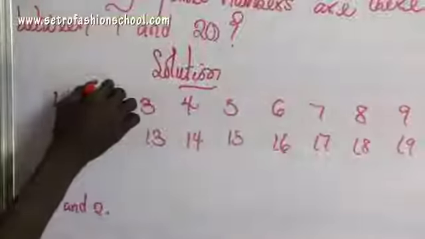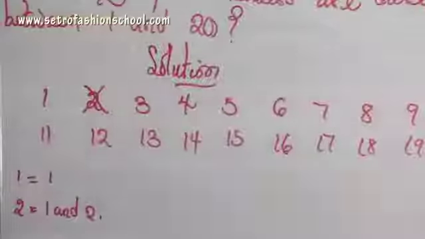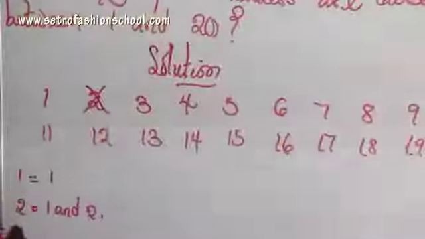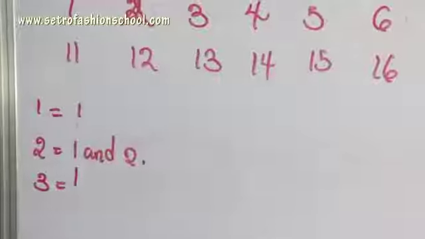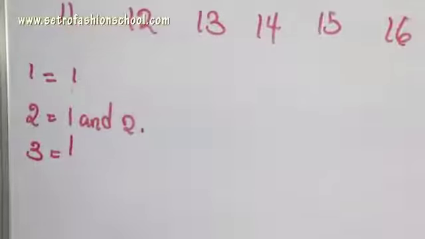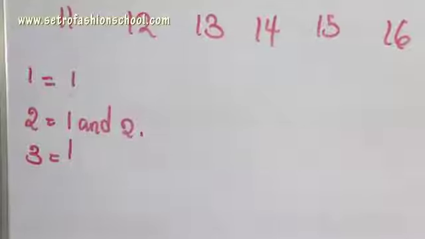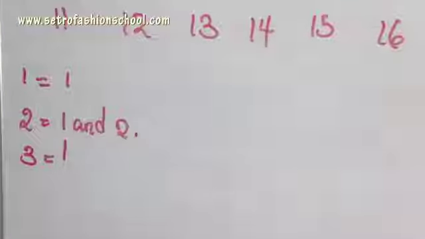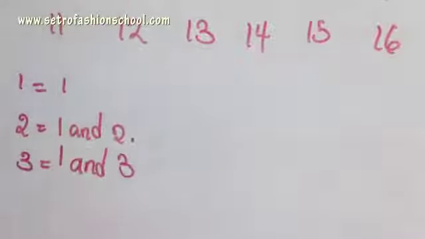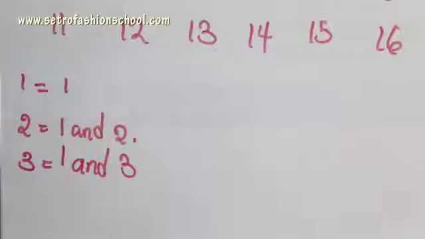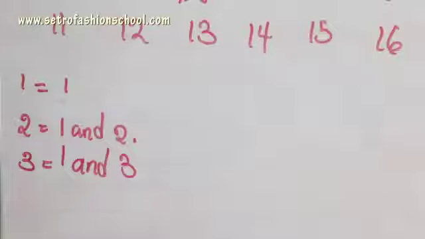I'm going to take this off. I've taken that off by cancelling it. Now, let's check 3. 1 can divide 3 without any remainder. 2 can divide 3, but it will leave a remainder of 1, so 2 is not a factor of 3. Now 3, yes, which means 1 and 3. So 3 is also a prime number. I'm going to cancel 3.